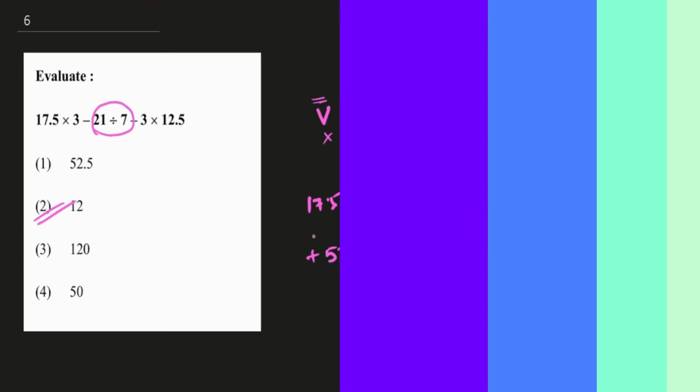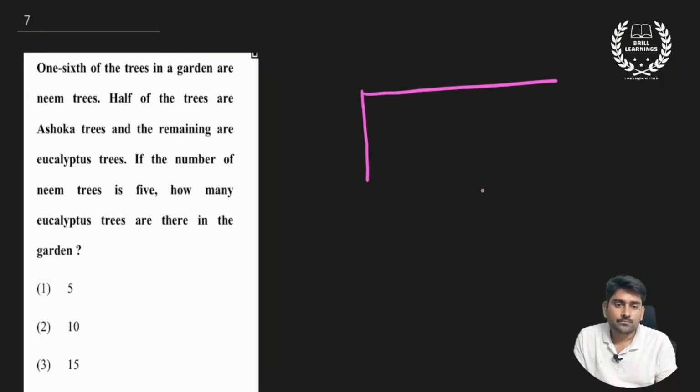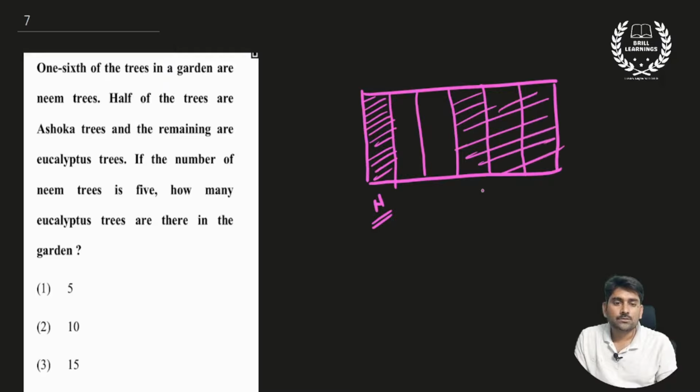Let's move on to the next question. 1/6 of the trees in a garden are neem trees. 1/6, they have given, means, for your understanding sake, I am drawing this figure. They have given 1/6. That is why I am dividing this total portion into 6 equal parts: 1, 2, 3, 4, 5, 6. 1/6 of the portion is neem trees, and half of the trees are Ashoka trees. Half of them means 3 portions. 3 portions are Ashoka trees.